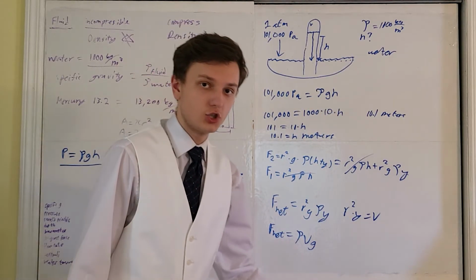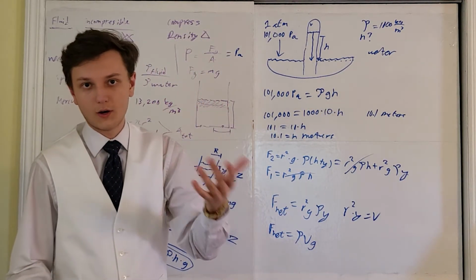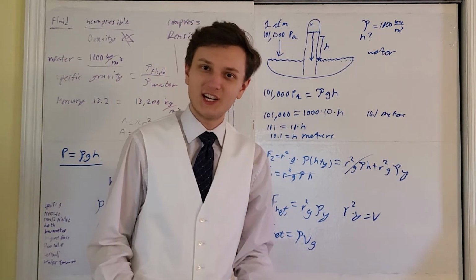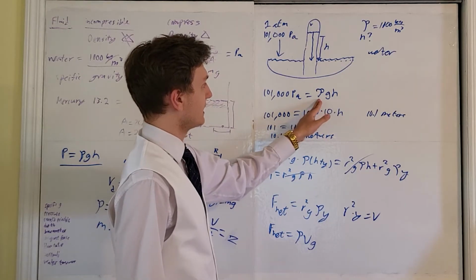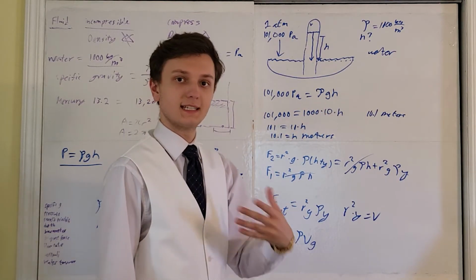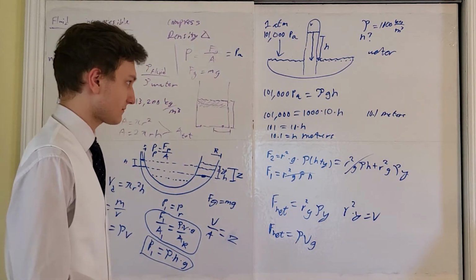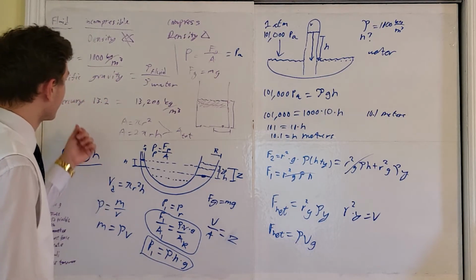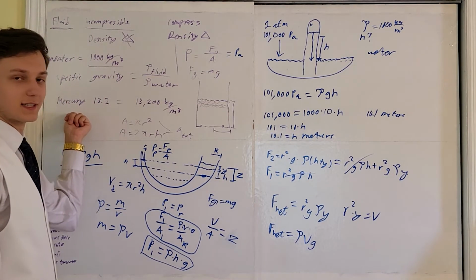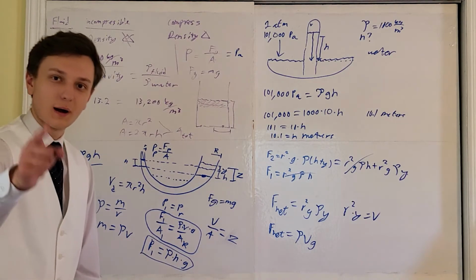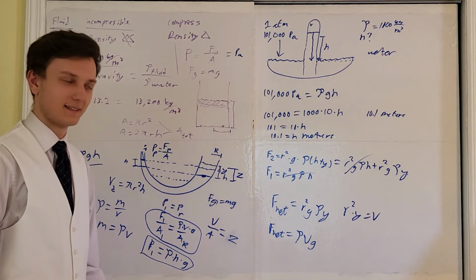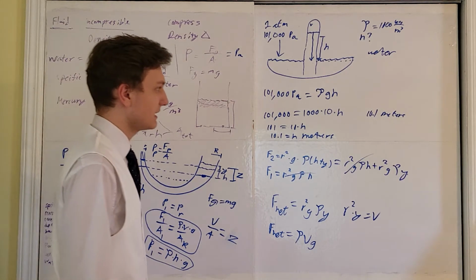We can't increase g because we're on Earth and we can't really change that we're on Earth. So the only other factor that we can change is we need to increase rho. We need to increase the density of our fluid. Remember earlier that mercury has a density that is 13.2 times that of water? That is why barometers use mercury, because mercury is extremely dense.